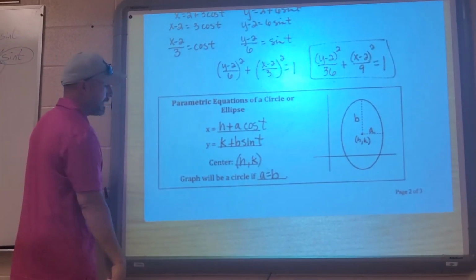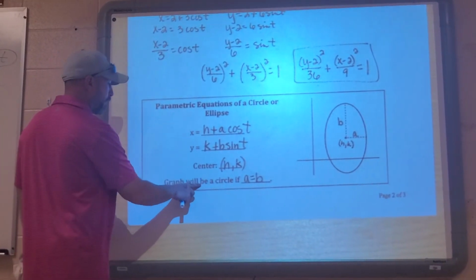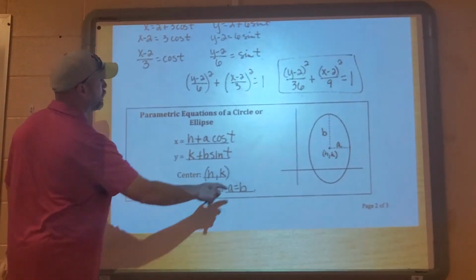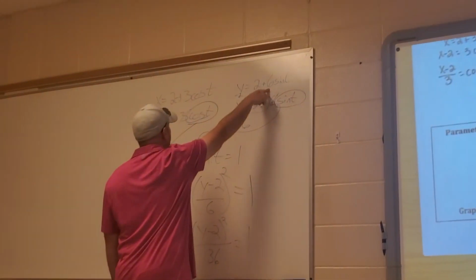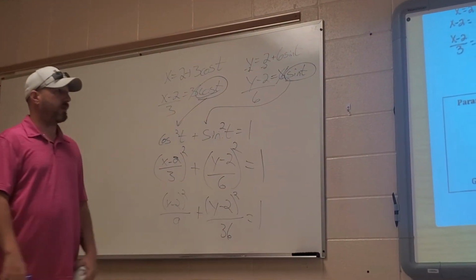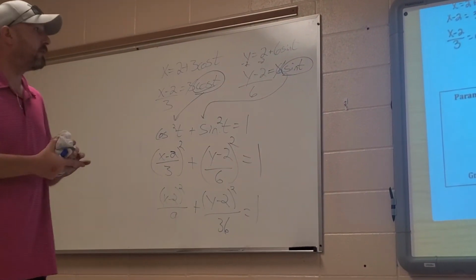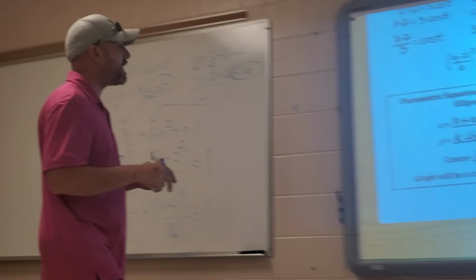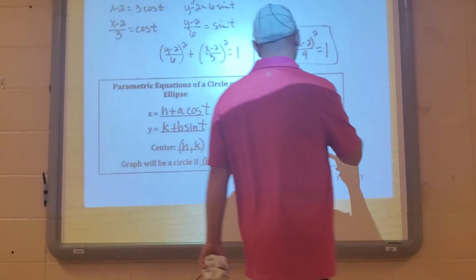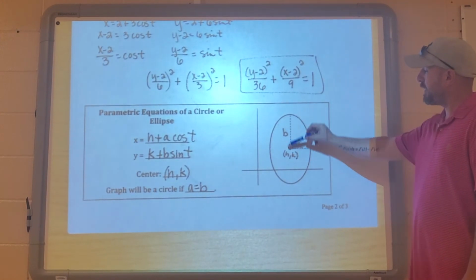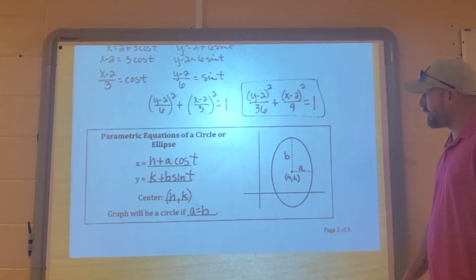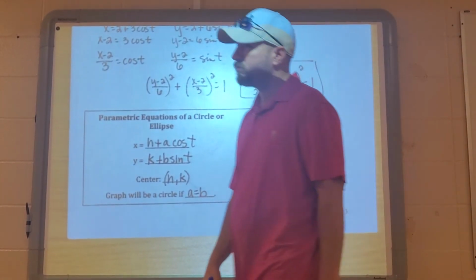It works. And then it said that the graph will be a circle if a equals b. Well, does a equal b here? No. So it's not a circle, it's going to be an ellipse. Okay? And then a and b are going to be these distances right here. The distance from the center to the edge in the x direction and the center to the edge in the y direction.